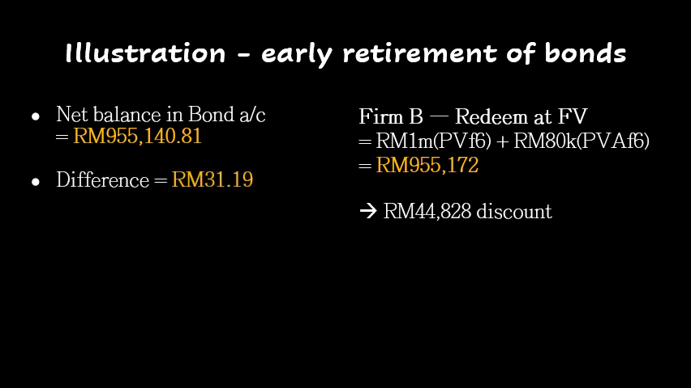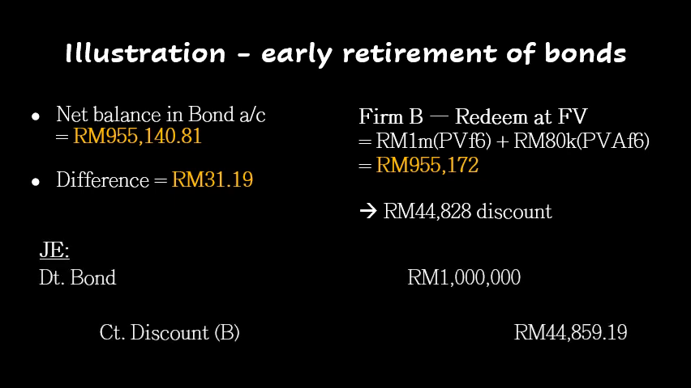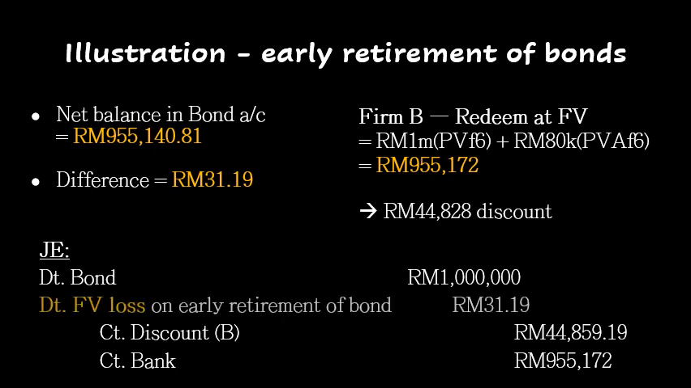Therefore, we actually have a loss of 31 ringgit and 19 cent, since we are paying a bit higher than the carrying amount of the bond. The journal entries will then be derecognizing the bond at its carrying amount together with the discount, recognizing the payments to bondholders of 955,172 ringgit, and recognizing the loss on early retirement of bond of 31 ringgit and 19 cent.